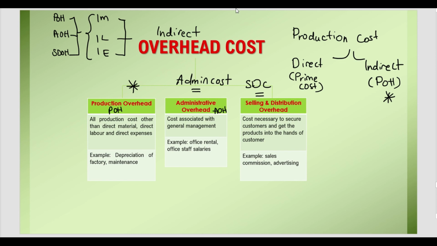Production costs by function. We can see there are two types, which are direct and indirect. For production cost, direct is the prime cost, indirect is the production overhead.